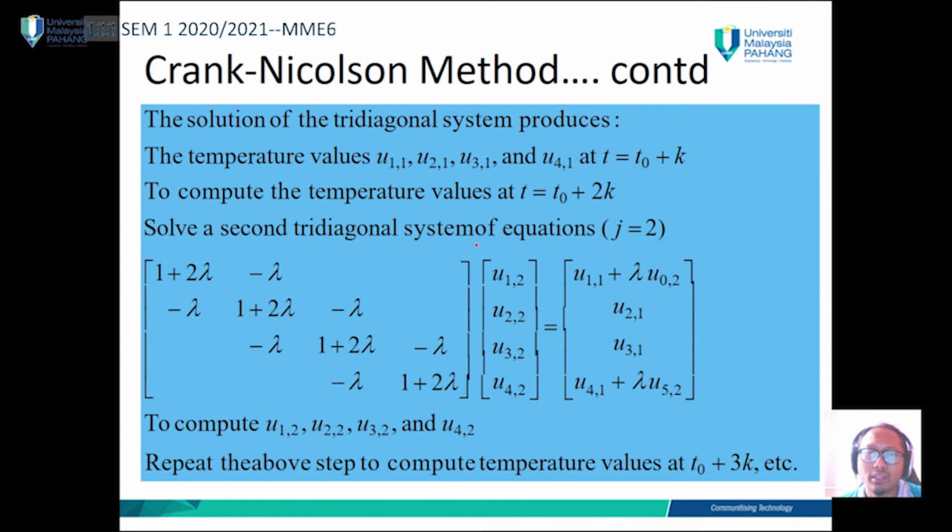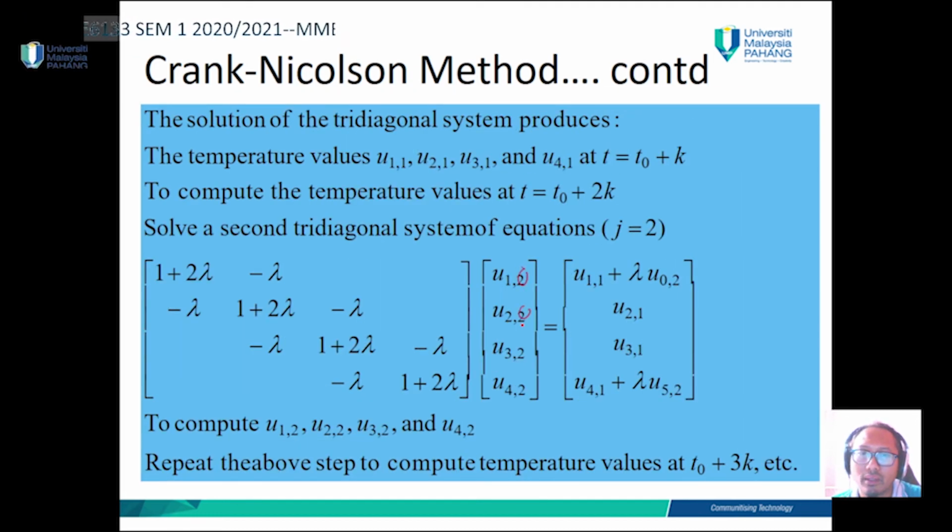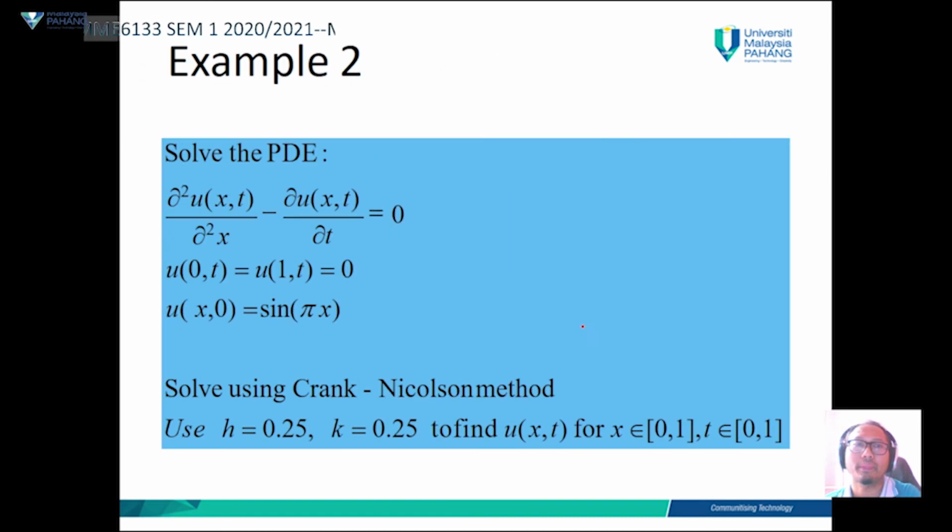And in order to compute the temperature values at t equal to t0 plus 2k, what we have to do is just change the value of j to 2. So we can just replace from the previous equation 1, and change to 2. And to compute u12, u22, u32, and u42, we are going to repeat the above step for temperature values at t0 plus 3k, where j will be equal to 3, and so on and so forth.